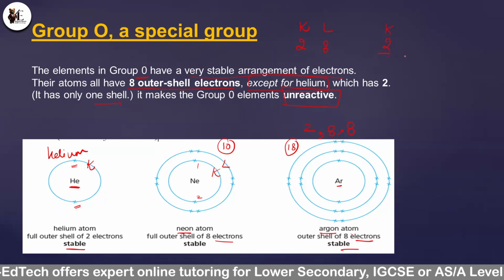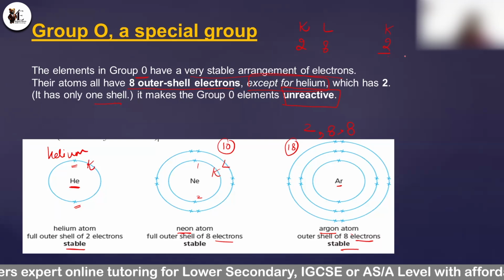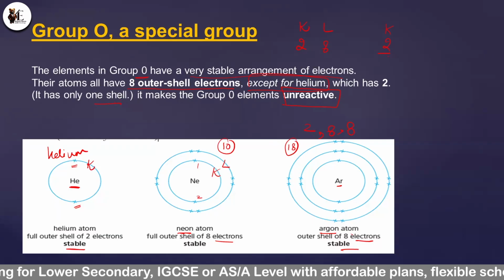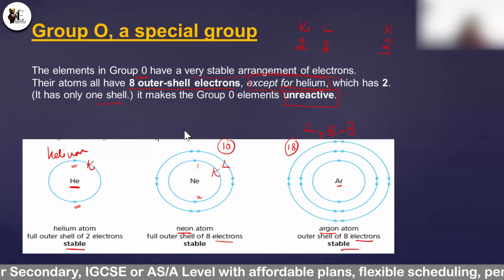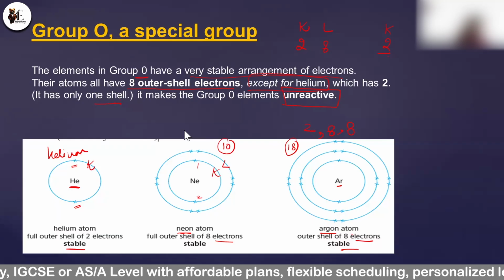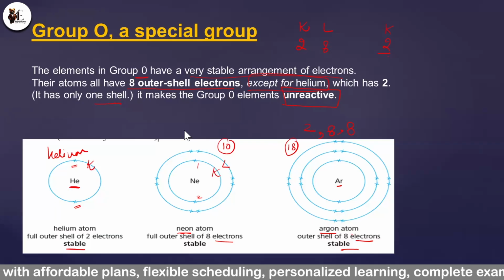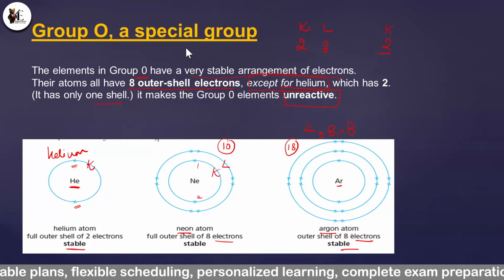Is it clear to you why group 0 is called a special group? Okay, so read this slide once and take a screenshot. If you have any doubt, let me know.